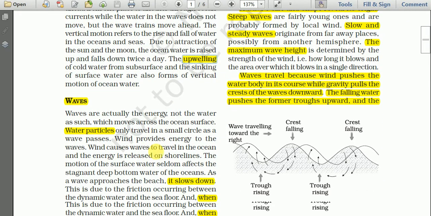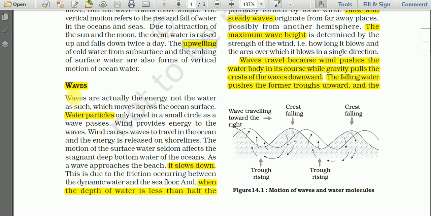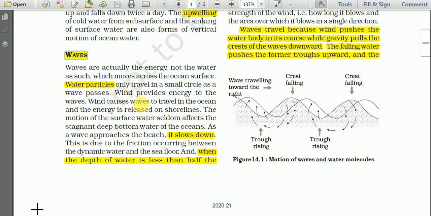So now let us go into detail. Waves. This is an important horizontal movement of ocean water. Waves are actually the energy, not the water as such, which moves across the ocean surface. So waves are actually the energy, not the water, and it moves across the ocean surface.